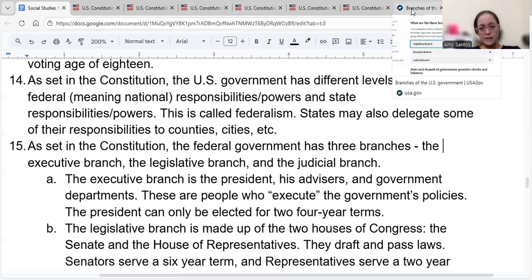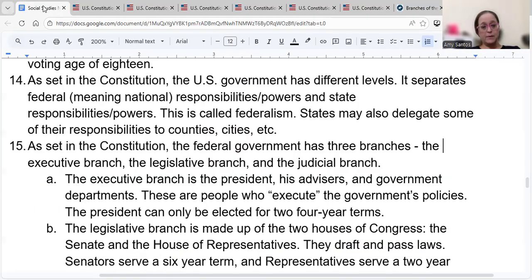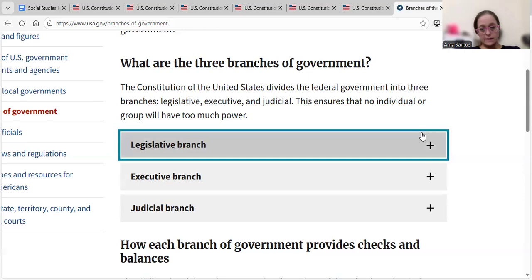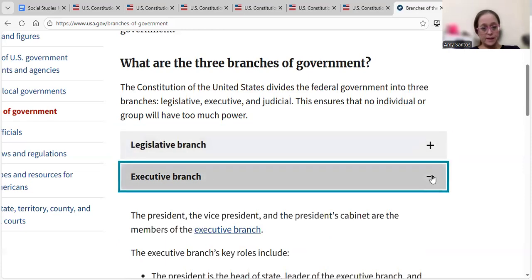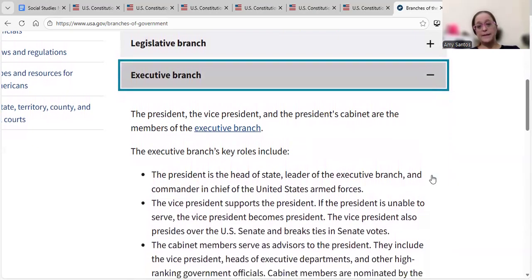And I am using USA.gov for the branches of government. So the executive branch is the president and his advisors. They execute the government's policies. The president can only be elected for 2 4-year terms. And let's click on executive branch here. So it's the president, the vice president, and the president's cabinet.